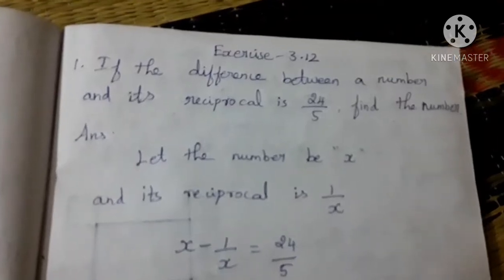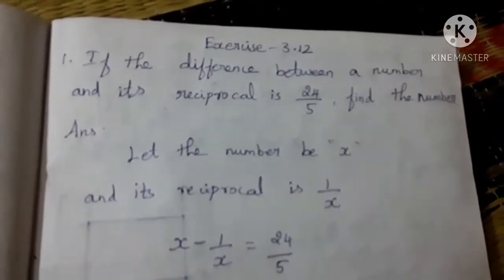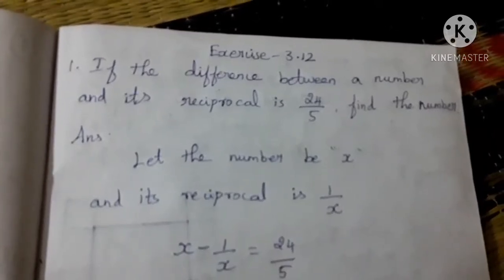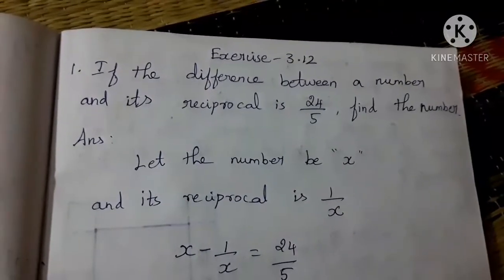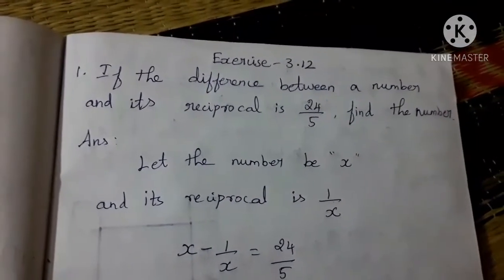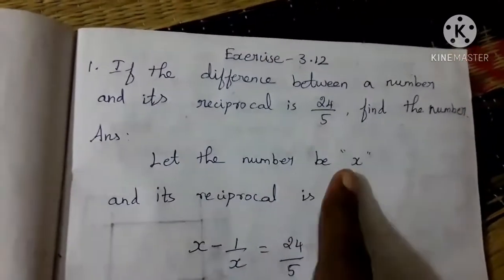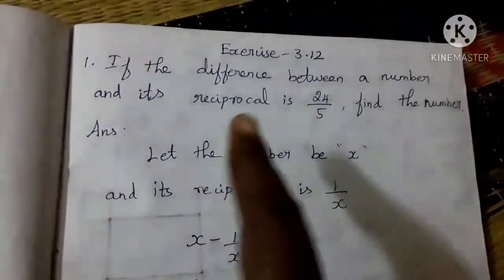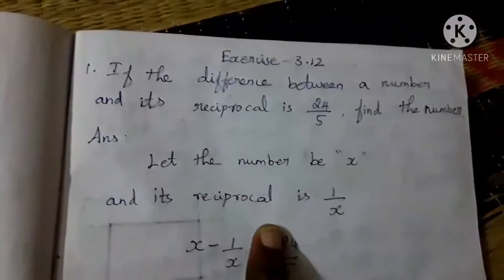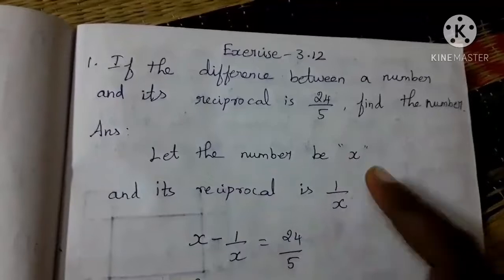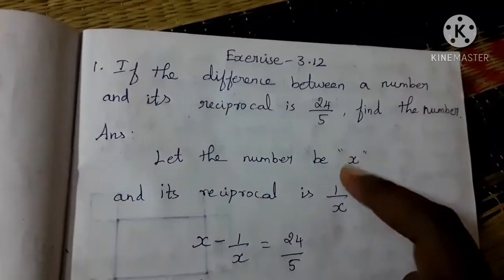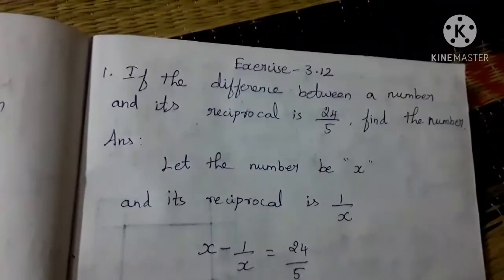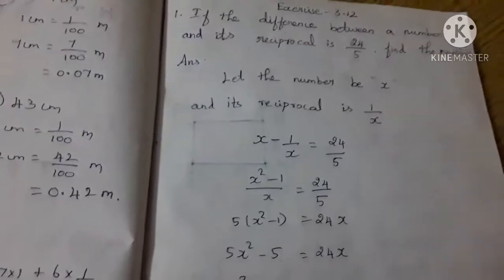See the first question: if the difference between a number and its reciprocal is 24 by 5, find the number. We don't know the number, so let the number be x. You know that for the reciprocal we change the numerator and denominator, so x becomes 1 by x. Let the number be x and the reciprocal be 1 by x.